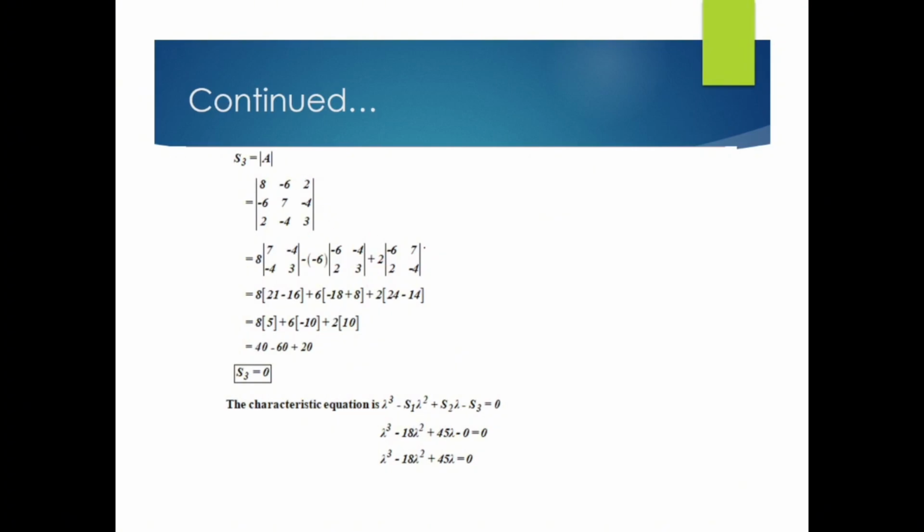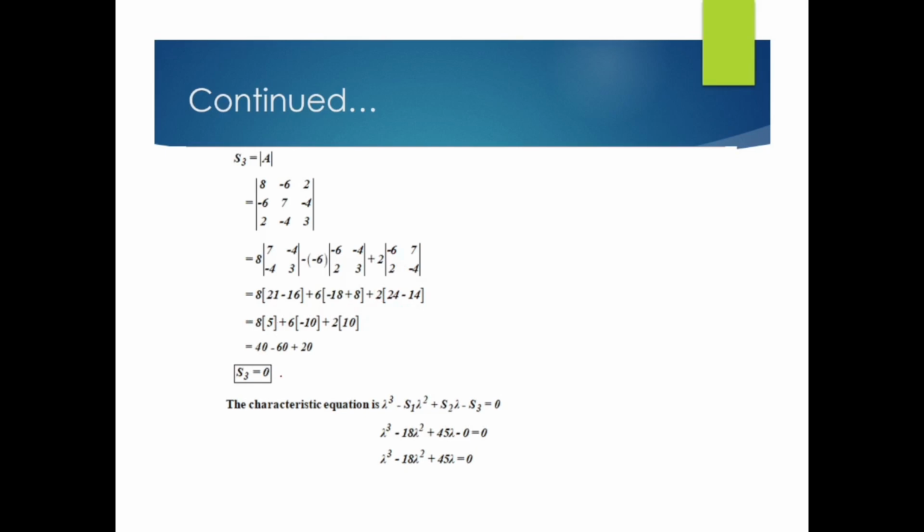Expanding the determinant, 7 threes are 21 and 4 fours are 16, and minus into minus becomes plus, and this is minus 18, and this minus into minus is plus 8, plus 2 into 24 minus 14. So the answer becomes 0.